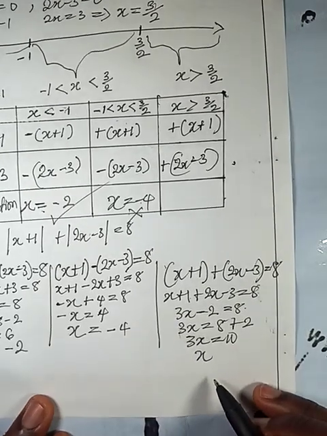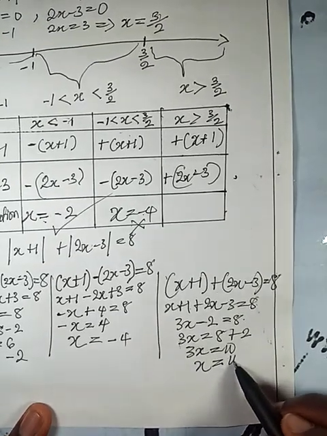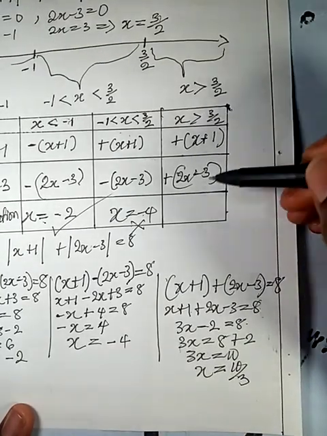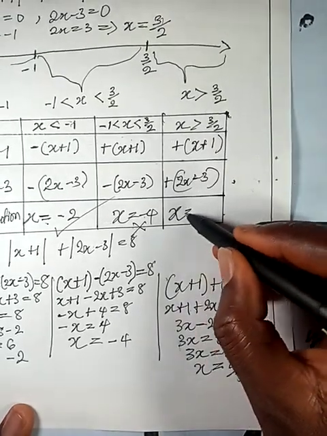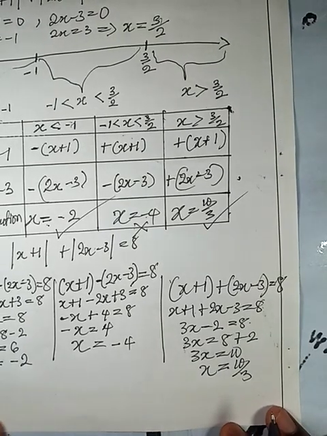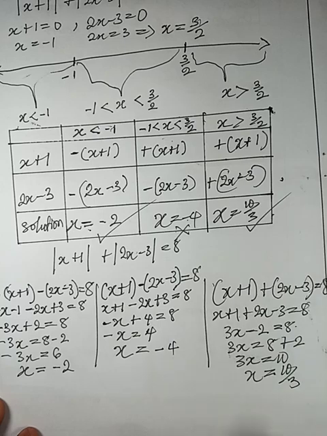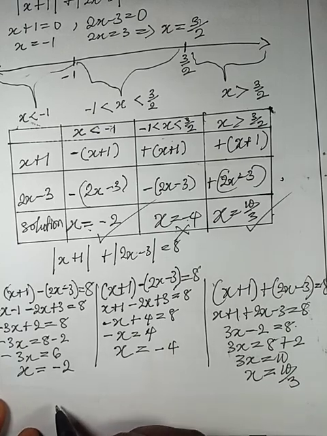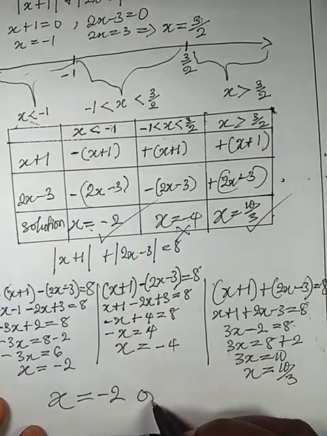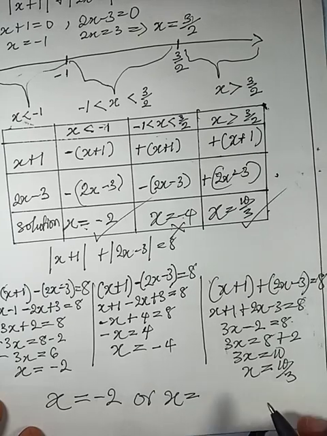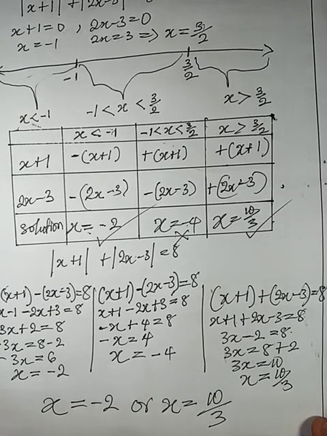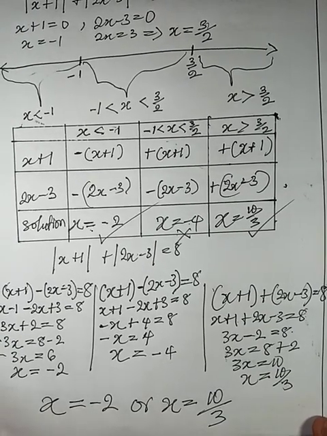Therefore, x is equals to 10 over 3. Now, 10 over 3 is 3.3. Does it fall within this range? Of course it does. So x is equals to 10 over 3. So this is another solution we'll accept. Therefore, our final answer to this absolute value equation is x is equals to minus 2. That's what we got here. Or x is equals to 10 over 3. And that's the end of the solution solving.